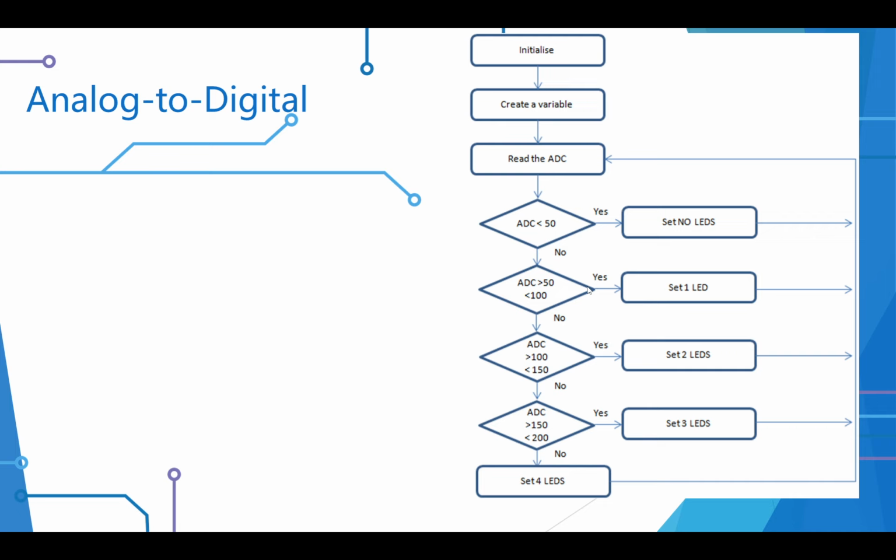So what does that look like? It looks like this. It says do the initialization, create a variable, read the ADC. If the ADC is less than 50, don't set the LEDs. If it's between 50 and 100, set one LED. Between 100 and 150, set two LEDs. If it's between 150 and 200, set 3, else set all 4. And go back and do it again. Sounds really complicated. It's not.